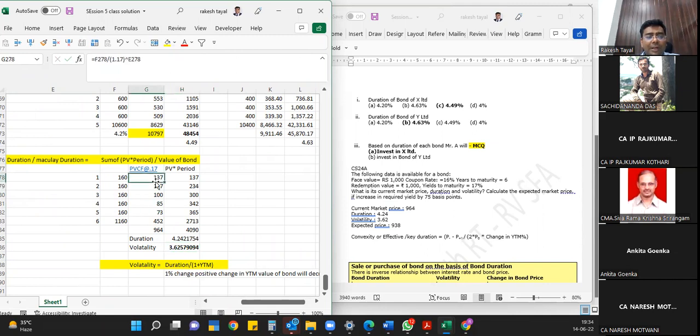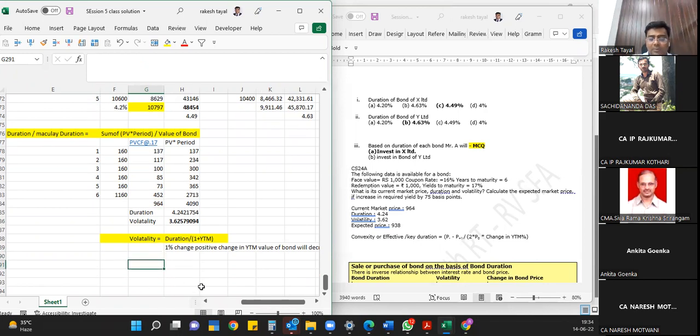So if my bond value is 964, right, and it reduces by 0.75, the 75 basis points we did in the first class. You remember? What is the meaning of 75 basis points? 75 divided by 100. Yeah.